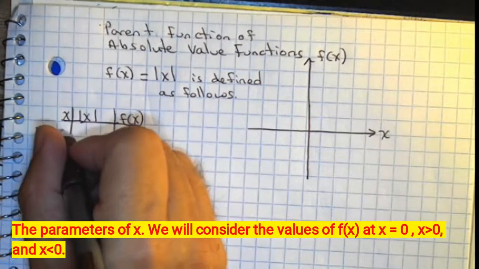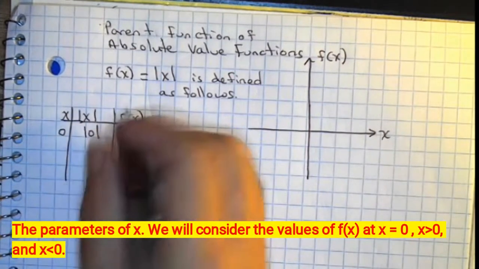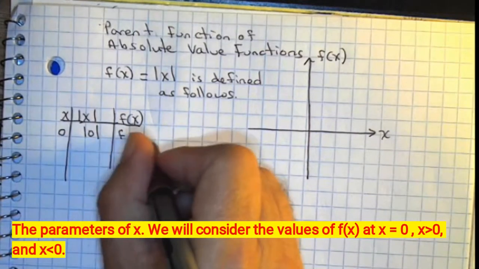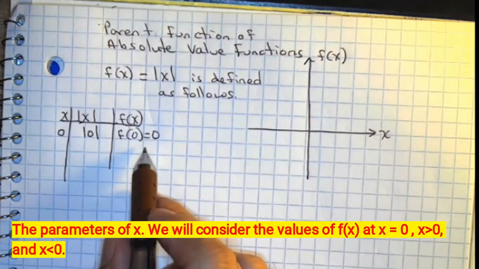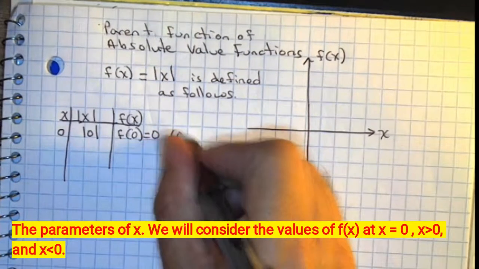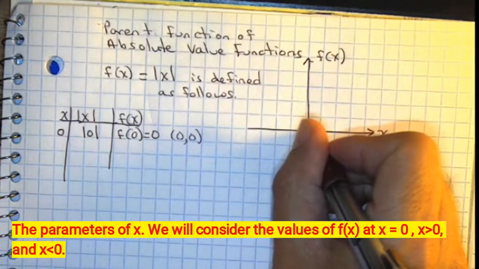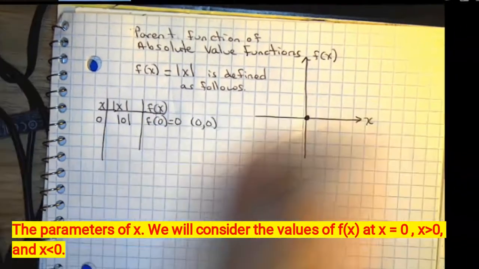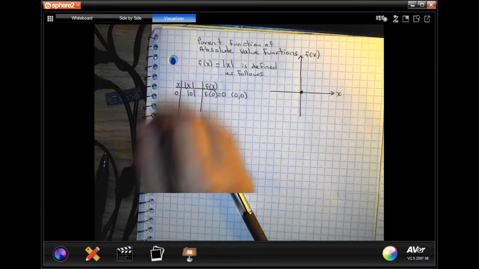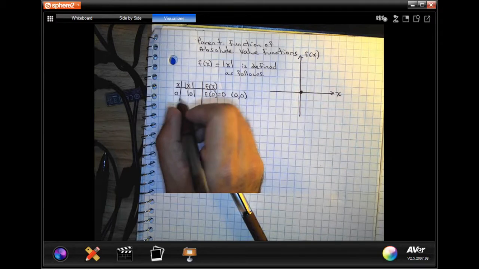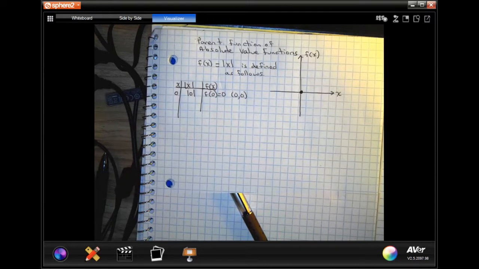Well, if x is equal to 0, we have the absolute value of 0. And we know that the absolute value of 0 is equal to 0. So we have the point (0, 0). I'll plot that point right at that spot. (0, 0). Now we're going to graph the value of x when x is equal to 1.